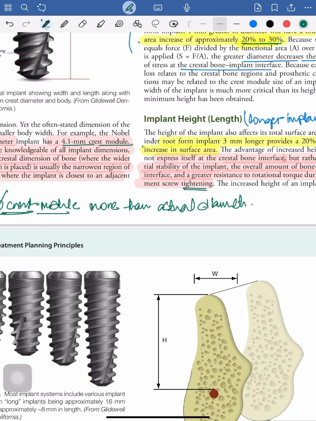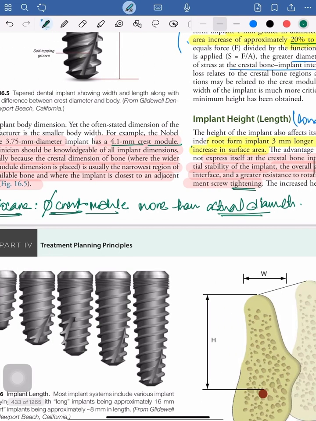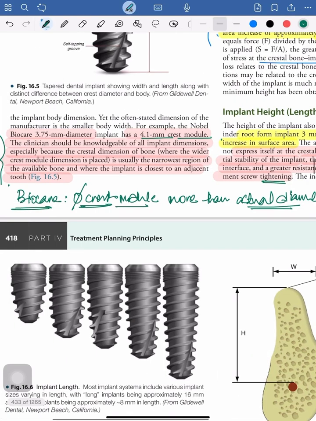So, you need to know what brand of implant you are using, and how they have categorized their diameter. A 3.75 millimeter diameter Nobel Biocare implant would actually have a 4.1 millimeter crest module. The diameter at the crest would be 4.1 millimeter. So you need to know this, and then you plan your case.